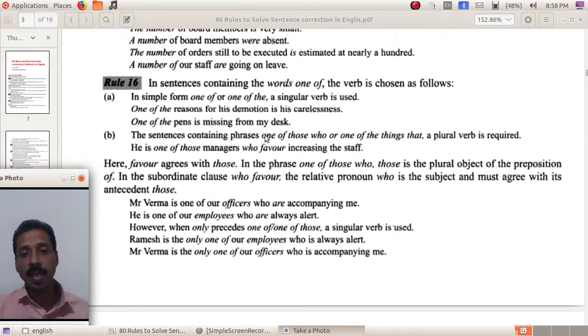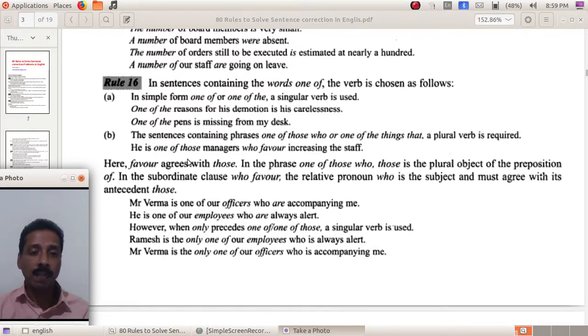In sentences containing phrases like one of those who or one of the things that, a plural verb is required. So don't confuse between these two. One of plus singular verb; one of those who or one of the things that, plural verb is to be used. He is one of those managers who favor increasing the staff. He is one of those managers. That means many managers are there who favor increasing the staff.